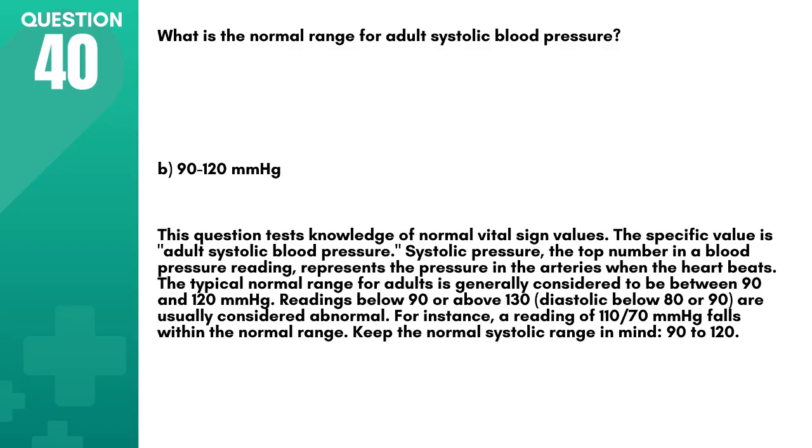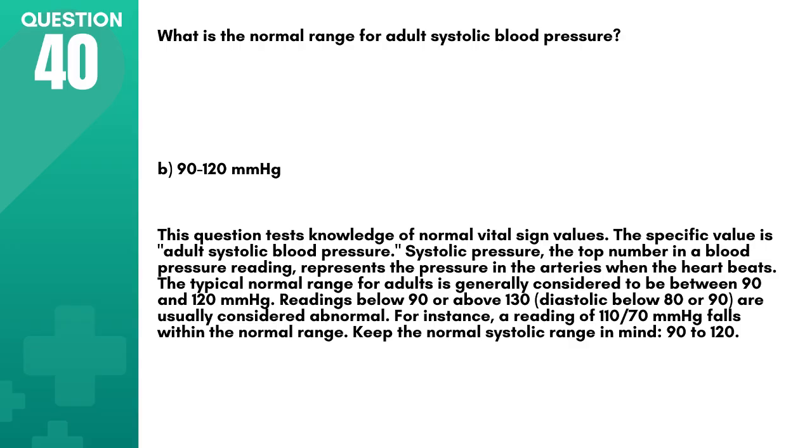Answer B. 90 to 120 millimeters of mercury. This question tests knowledge of normal vital sign values. The specific value is adult systolic blood pressure. Systolic pressure, the top number in a blood pressure reading, represents the pressure in the arteries when the heart beats. The typical normal range for adults is generally considered to be between 90 and 120 millimeters of mercury.